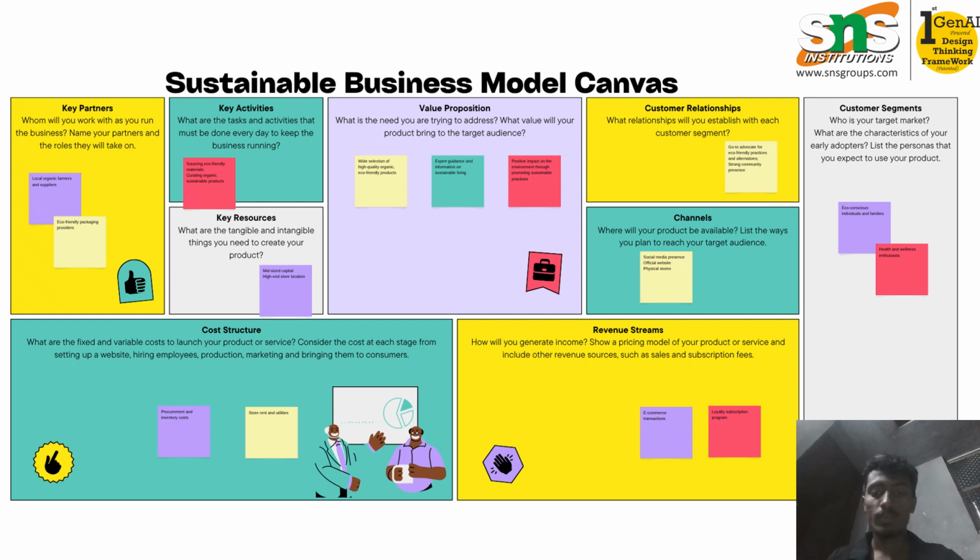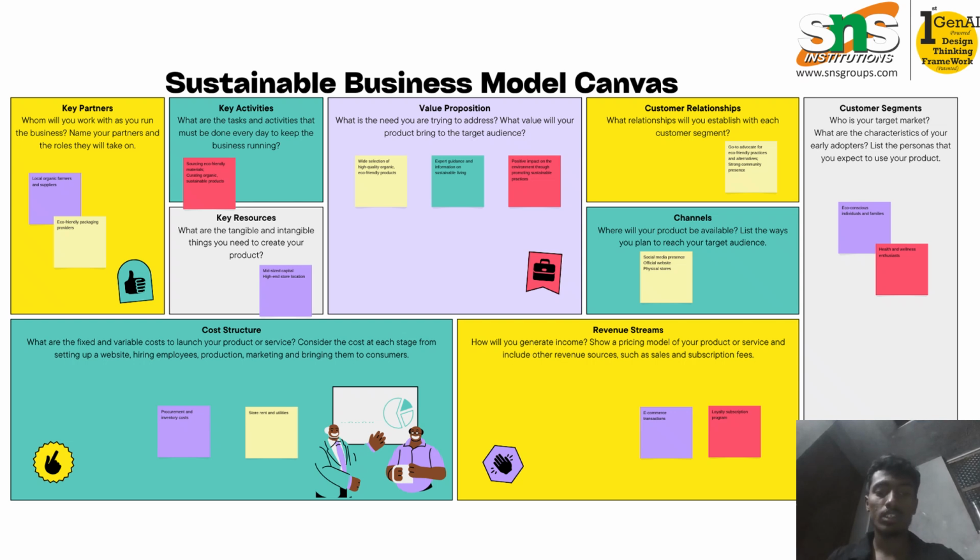Next, channels. Where will your product be available? List the ways you plan to reach your target audience. This describes how a company communicates with and reaches its customer segments to deliver its value propositions, like how your products have to be reached, by advertising or something else.